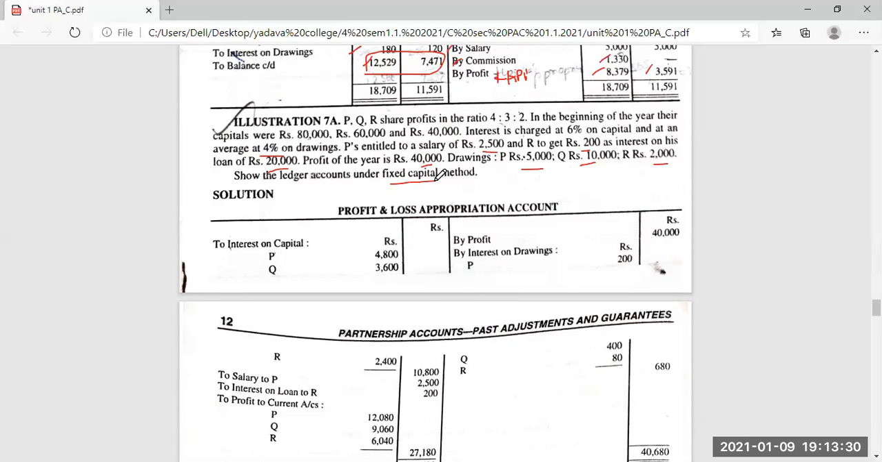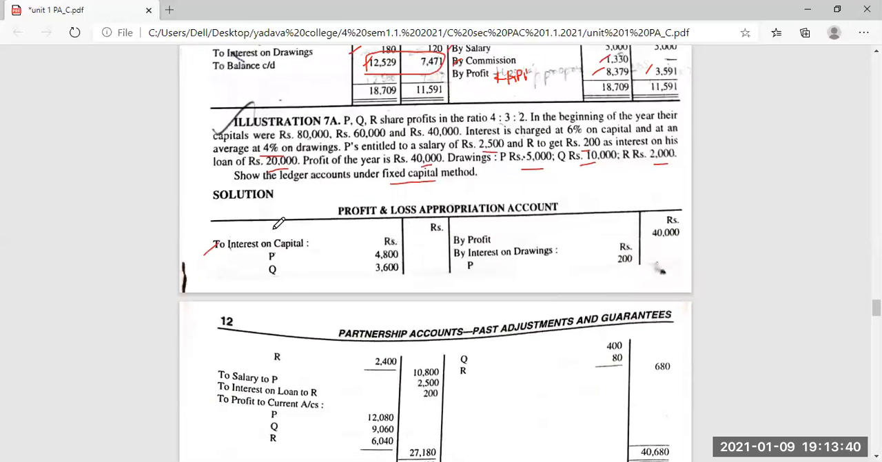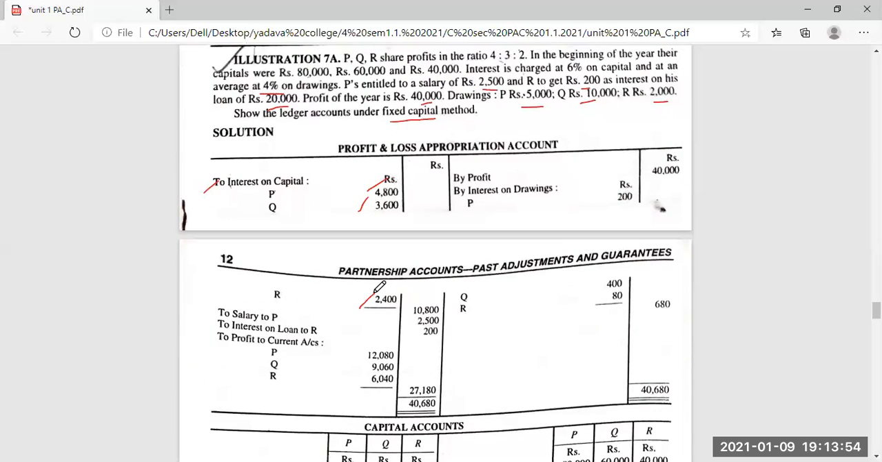So here also we have to open a capital account and a current account. Now we are going to open a profit and loss appropriation account. As usual, interest on capital. They asked to prepare interest on capital at 6% on capital. So P 4,800, Q 3,600, R 2,400.